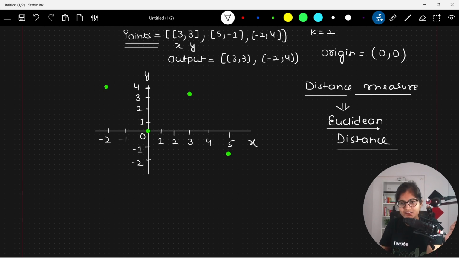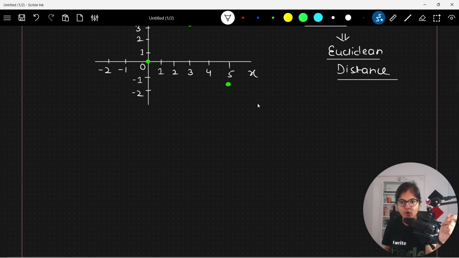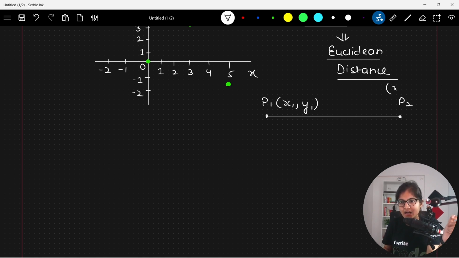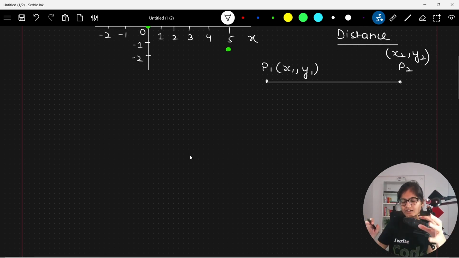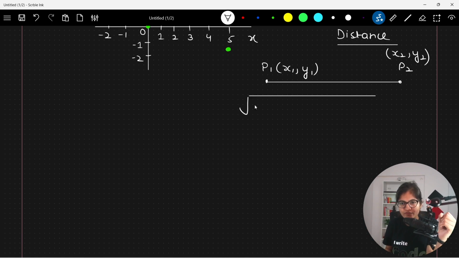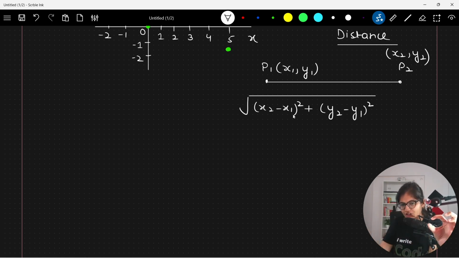So the Euclidean distance formula says that if there is some point P1 whose dimensions are x1, y1, and there is some point P2 whose dimensions are x2, y2, then according to Euclidean distance, the distance will be equal to the square root of (x2 minus x1) whole square plus (y2 minus y1) whole square. This is the Euclidean distance formula to measure the distance between the 2 points.